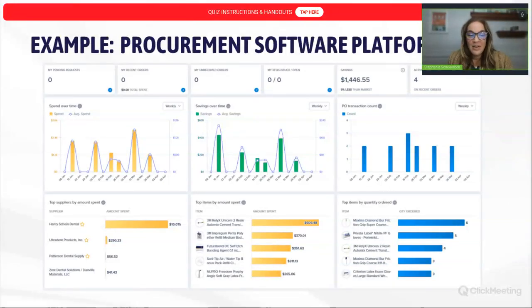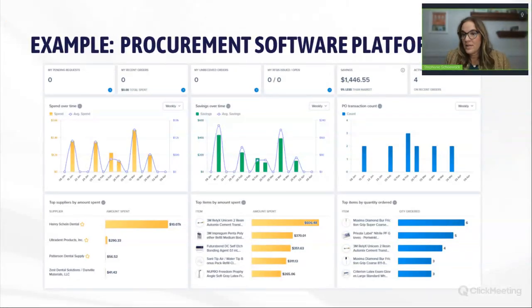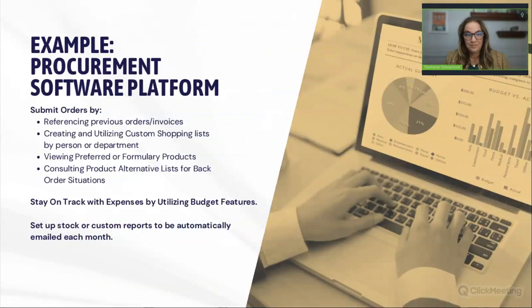You've got top suppliers by amount spent, total items, and top items by quantity. So just an idea, you can customize your dashboard for things that matter the most to you and your team, or the things that you look up most frequently.